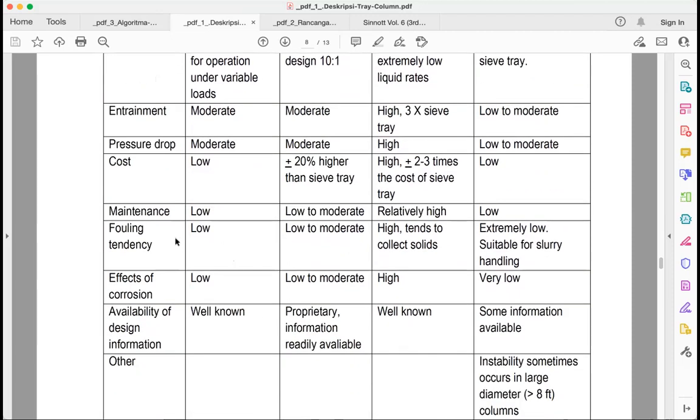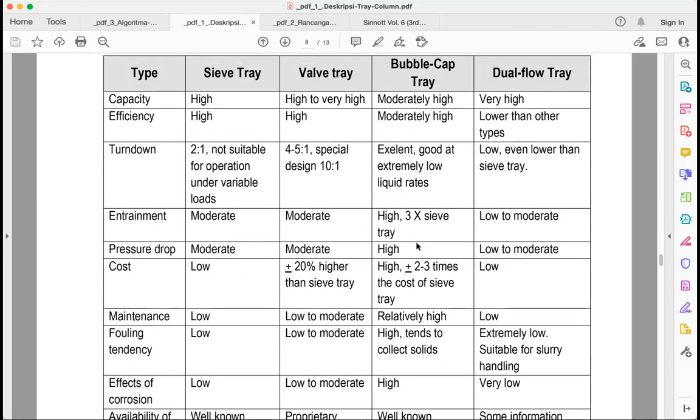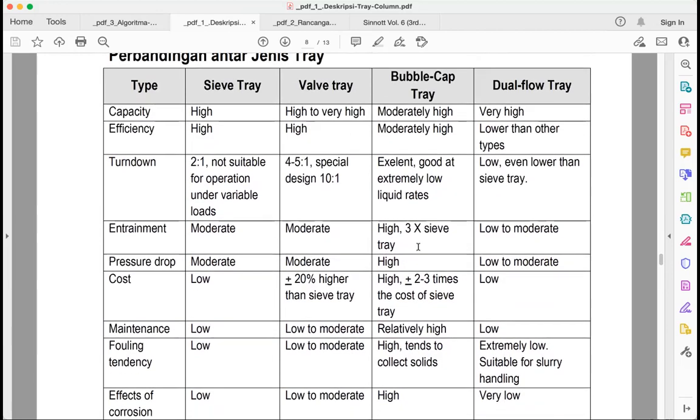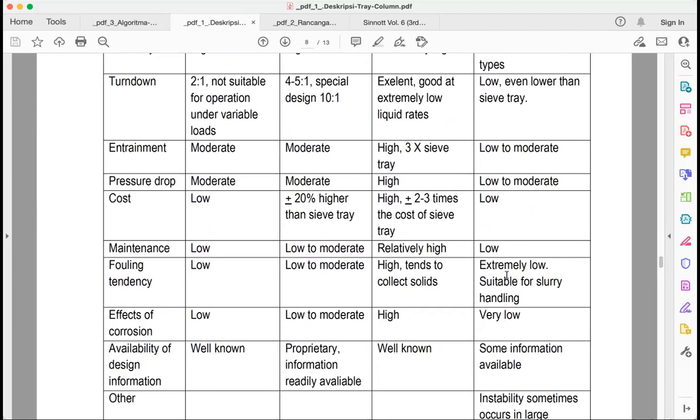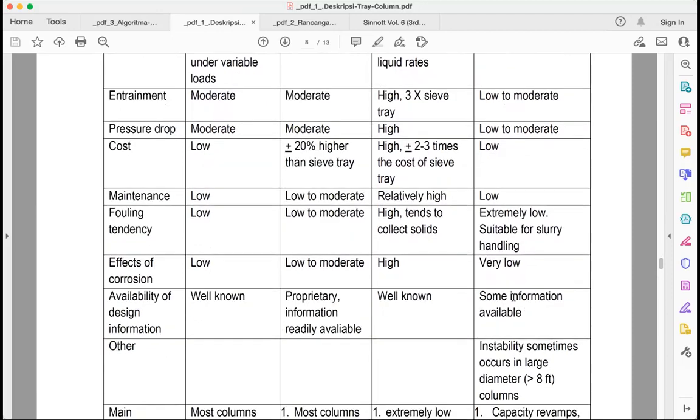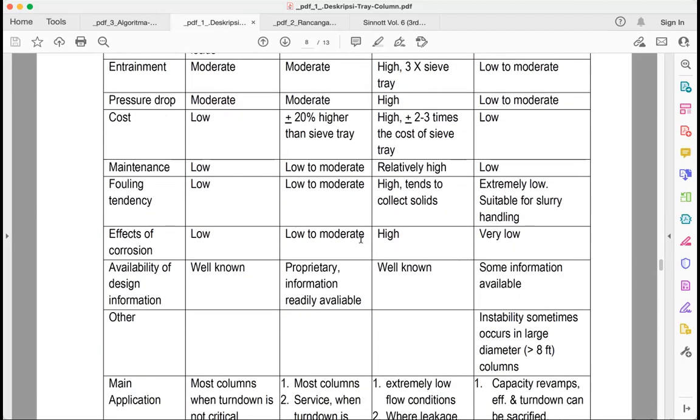And then also the fouling tendency. This one is low for the sieve tray, but for the bubble cap it is high, and it tends to collect solids if there are solids inside the liquid. The fouling is very low and it is suitable for solid handling. Okay, and then for corrosion, the bubble cap also is prone to corrosion.